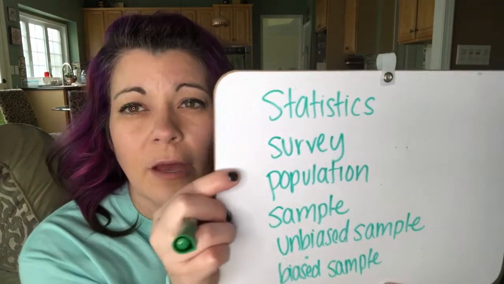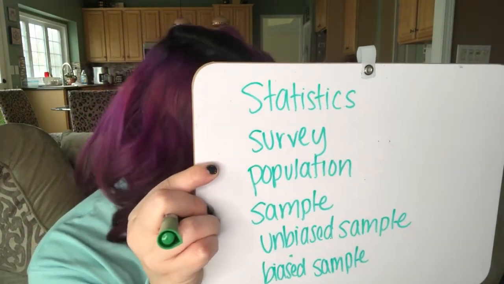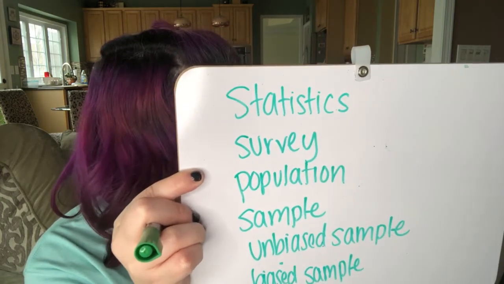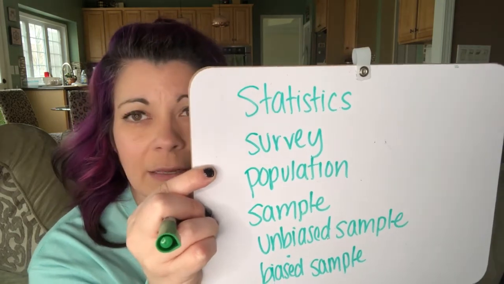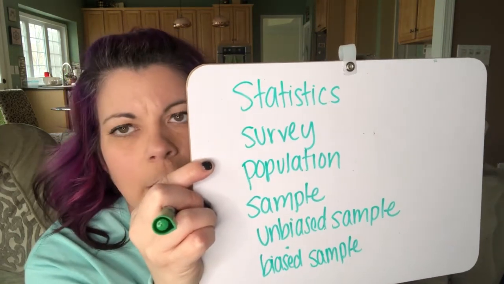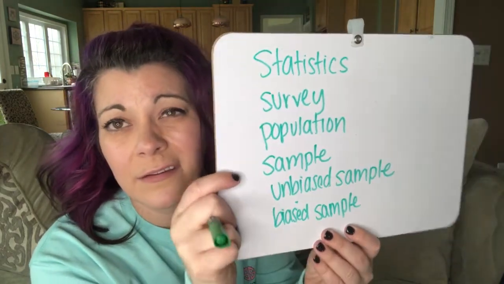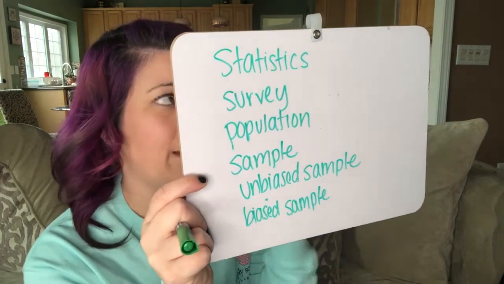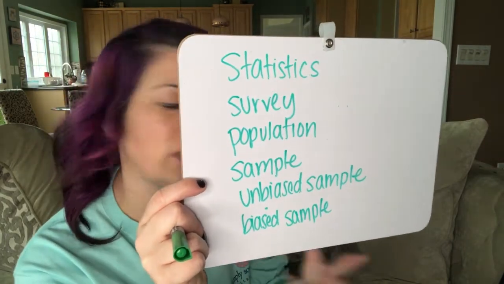So here are some vocabulary words that we are going to talk about right now. Statistics. Statistics is the branch of math that deals with collecting, organizing, interpreting, and presenting data. So like you ask a question like, how many people like pizza? So you gather that data and you organize it, and then you can create statistics like this many people like pepperoni, this many people like cheese.